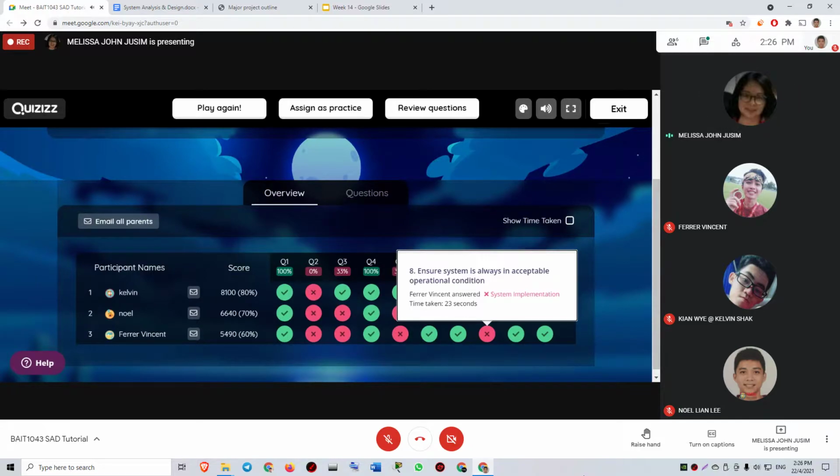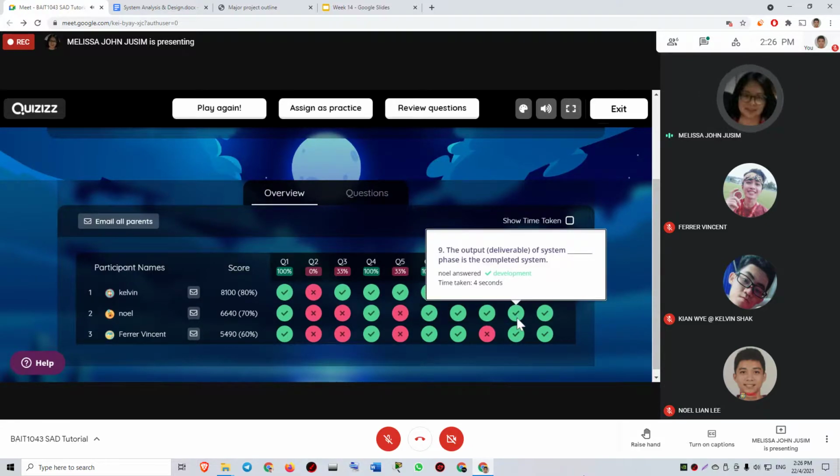Okay, and any more? Question number 9. The output for which phase is a completed system development. After system development, you have a completed system, but it is not yet implemented. So the output for system implementation is the operational system ready for the final phase.